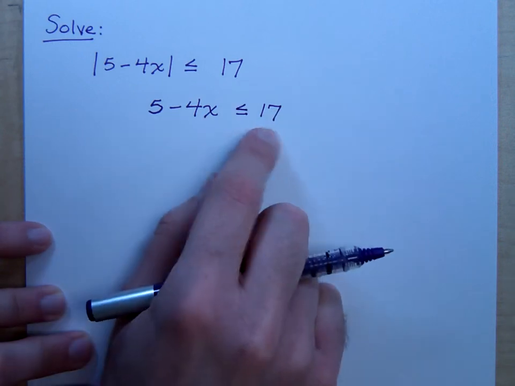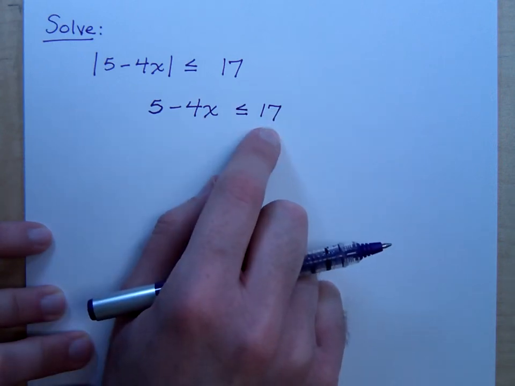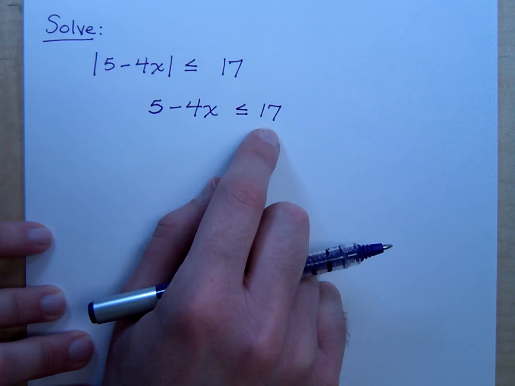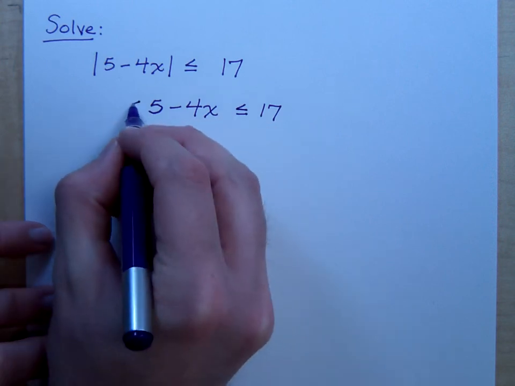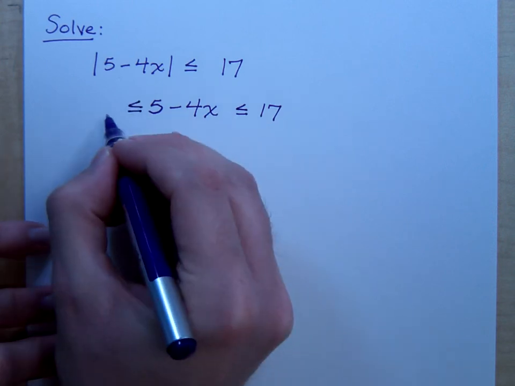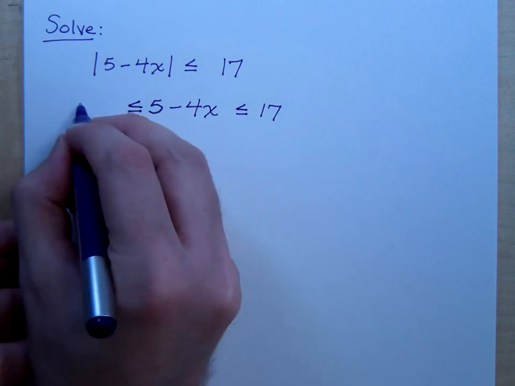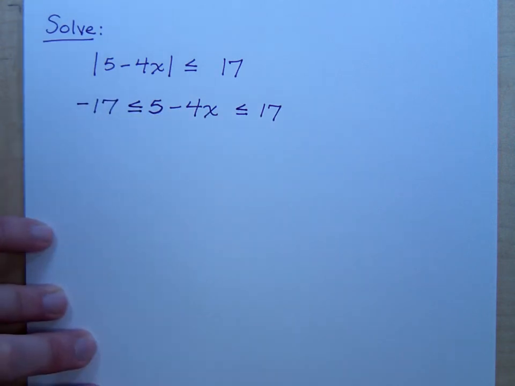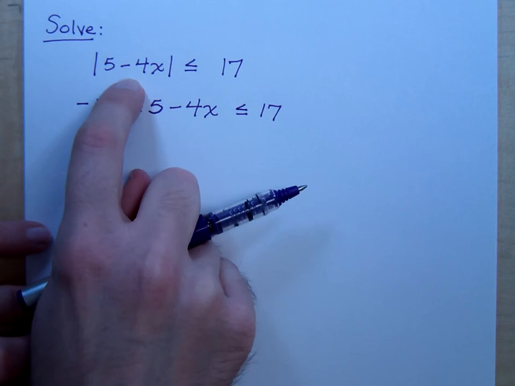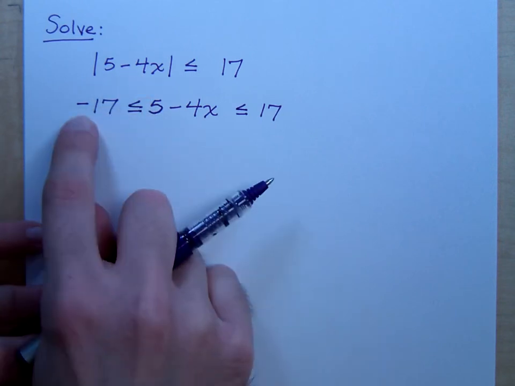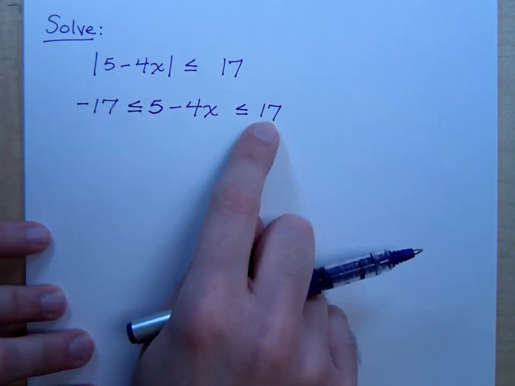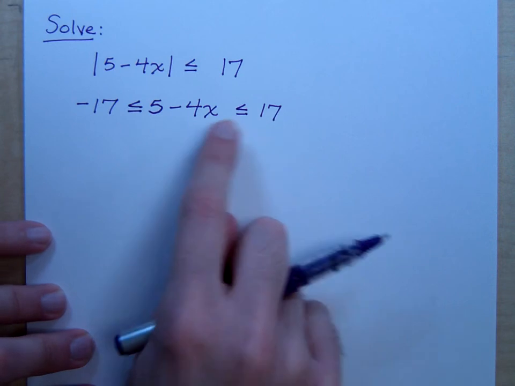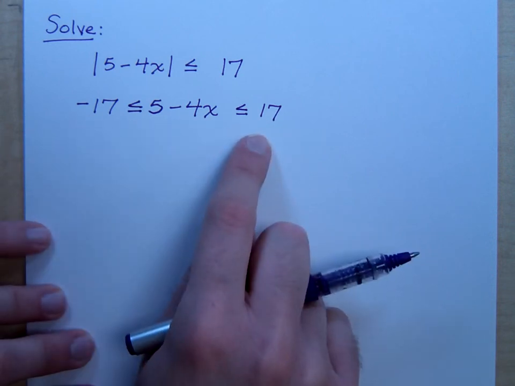The distance has to be less than or equal to 17, but at the same time it has to be what? It has to be greater than or equal to, if I'm reading from right to left, negative 17. So what it's saying is that the stuff inside the absolute value needs to be between negative 17 and 17. Now I have a three-part inequality and we know how to solve these guys.